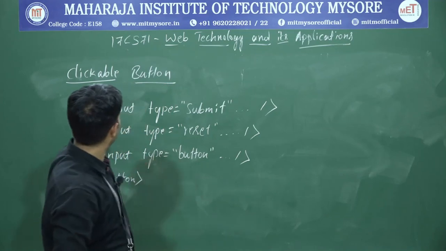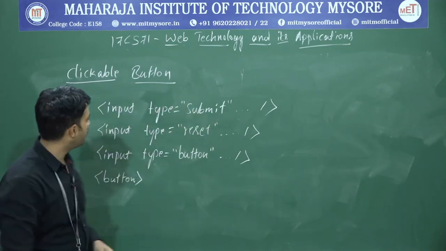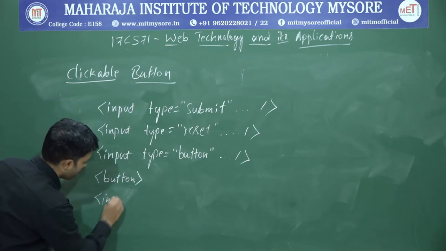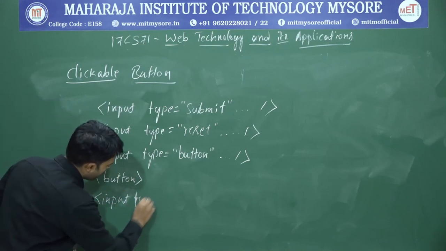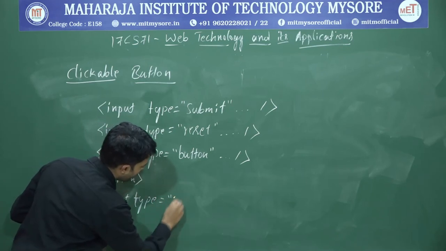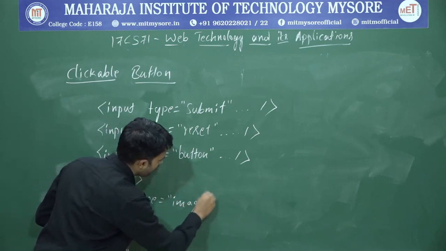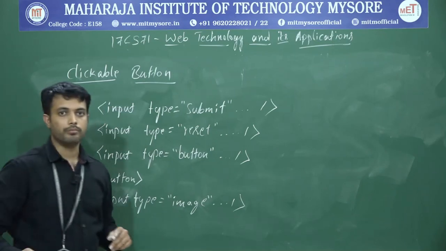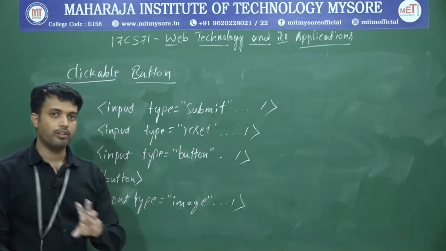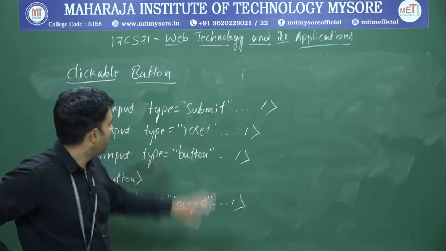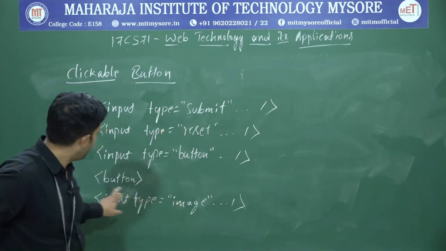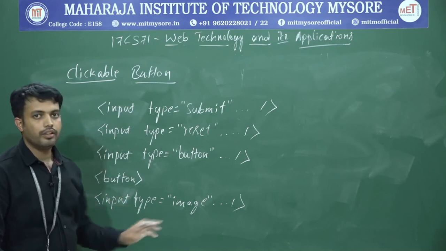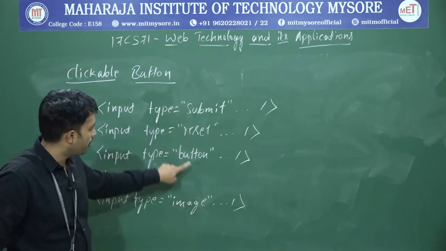Next is the clickable button control. Here we have types of button control; one more is type equal to image. Here we have 5 types of button control, especially 4 that we can use within a form. One more is the button tag itself. So within a form we can use 4 types of button.